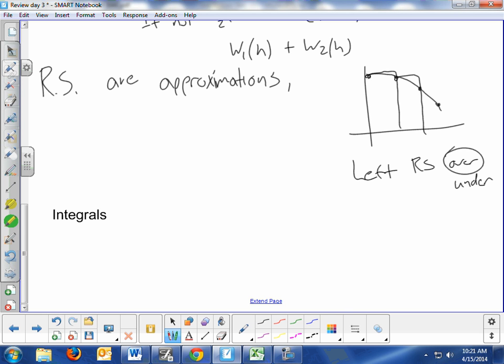Typically a left will be an over, a right will be an under, which means your actual area is somewhere in between. That is important to know because you'll be given maybe a question saying what would be a possible number for the exact area. You'll be able to calculate the left Riemann sum and the right, and that will give you your boundaries. And you're like, okay, the answer has to be somewhere in between.